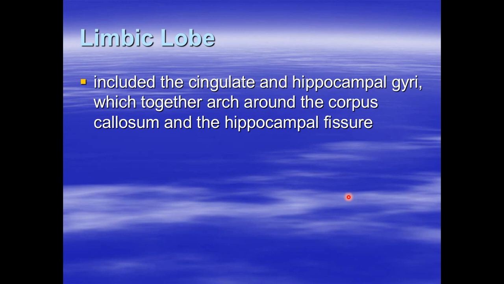The limbic lobe, that's another lobe that is not visible from the superficial aspect. We need to cut the brain in the midline to see the limbic lobe. It includes the cingulate and the hippocampal gyri, which together arch around the corpus callosum and the hippocampal fissure. So the cingulate gyrus and the hippocampal gyrus, arching around the corpus callosum and the hippocampal fissure, form the limbic lobe.